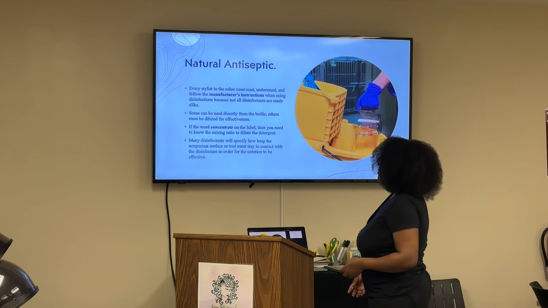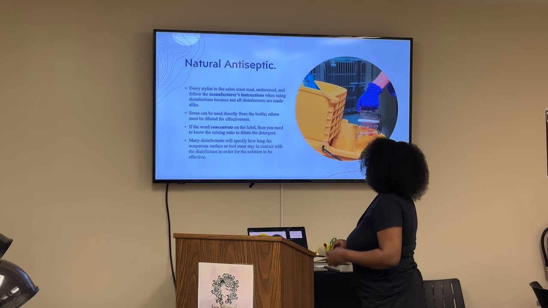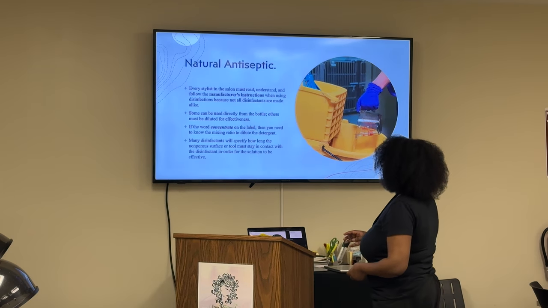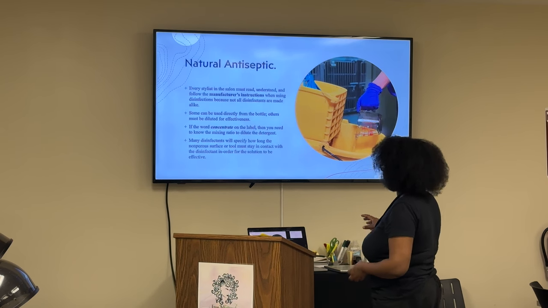If the word concentrate is on the label, then you need to know the mixing ratio to dilute the detergent. Many disinfectants will specify how long the non-porous surface or tools must stay in contact with the disinfectant in order for the solution to be effective.